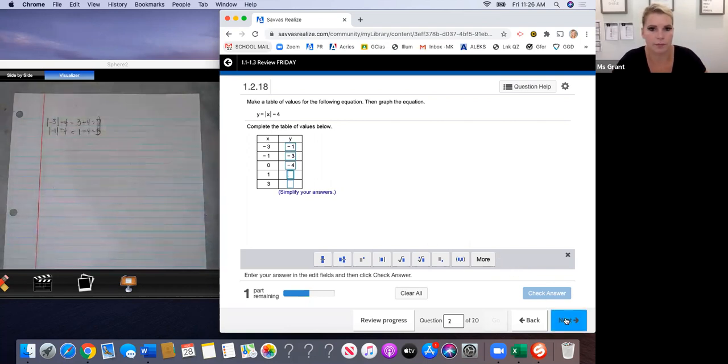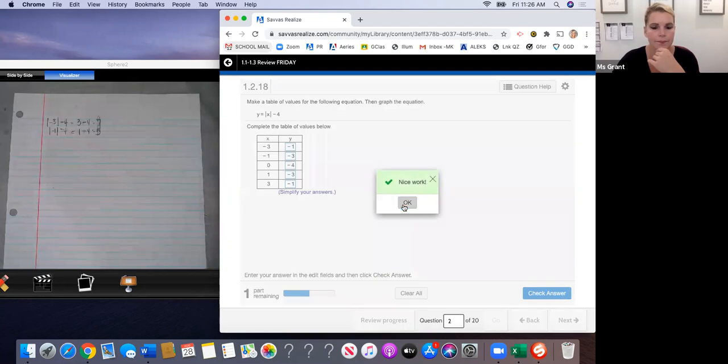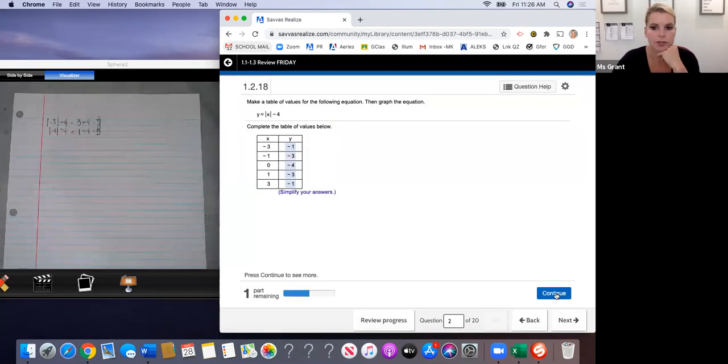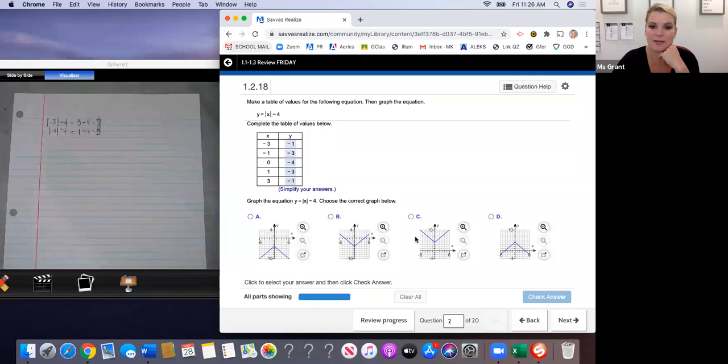So we're good. And then you would graph it based on the ordered pairs. My vertex is 0, negative 4. 1 minus 4. 3 minus 4. So good, good, good. When I graph it, my vertex is 0, negative 4. Upward, it'd be B. See that?